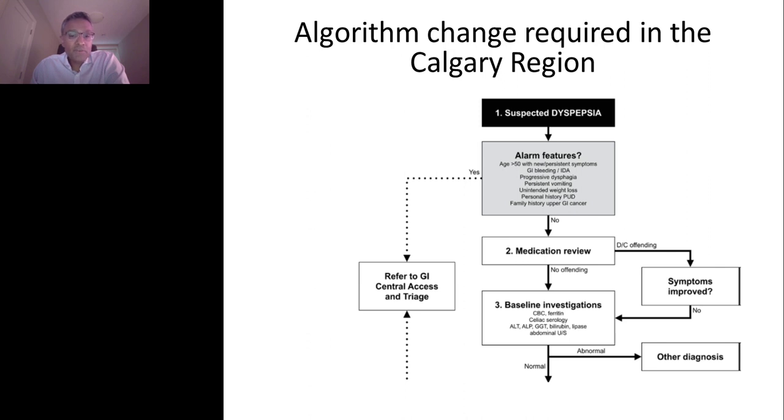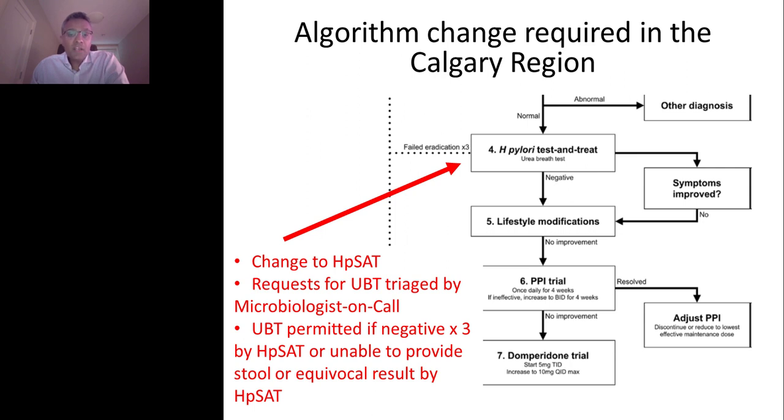And then moving further down, if these all were normal, the current algorithm required the urea breath test. However, with the advent of our study and further review of the literature, this was changed to the stool antigen test to improve access. However, if a request for UBT were made, these were triaged by the microbiologist on call, and the UBT is still permitted if the stool antigen was negative 3 times, or if the patient was unable to provide a stool for whatever reason in the correct condition, or if the result of the stool antigen test was equivocal, the UBT was still available.